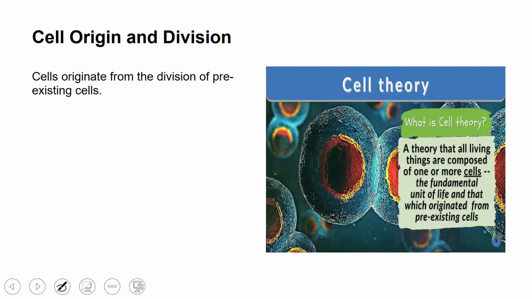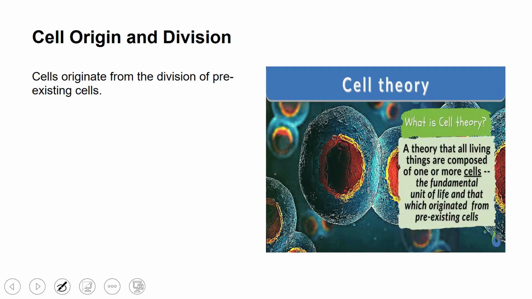So, cell origin and division. Cells originate from the division of pre-existing cells. For example, you cannot actually produce cells from non-existing cells. So all cells come from pre-existing cells. Dog cells come from the dog's parent, human cells come from human cells, and chicken cells come from chicken parent cells. All our cells originated from our parents. So if you really want to know the cells of your child, look at the cells of your parent. That is why there is genetics.